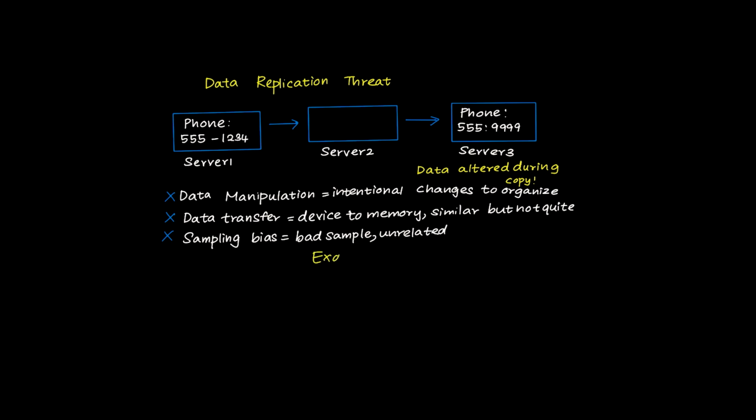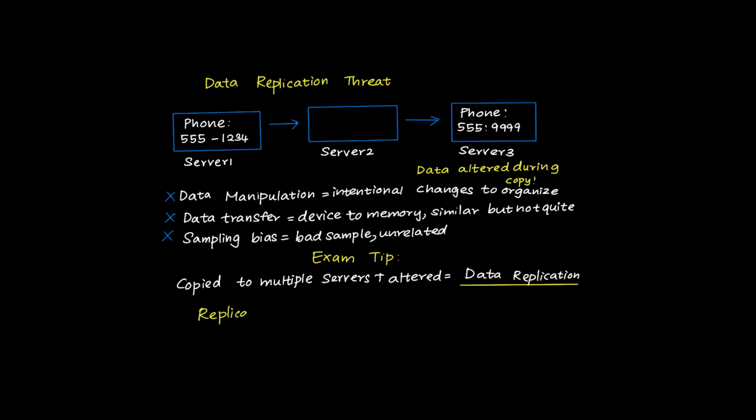Here's a WGU D467 exam tip for you. When a question describes data being copied to multiple locations and getting altered during that process, that's a data replication threat to integrity. Quick recall hook. Replication = repeated copies, risk of corruption.